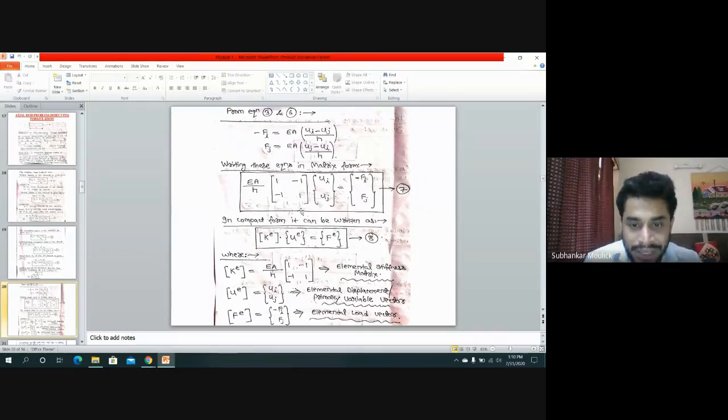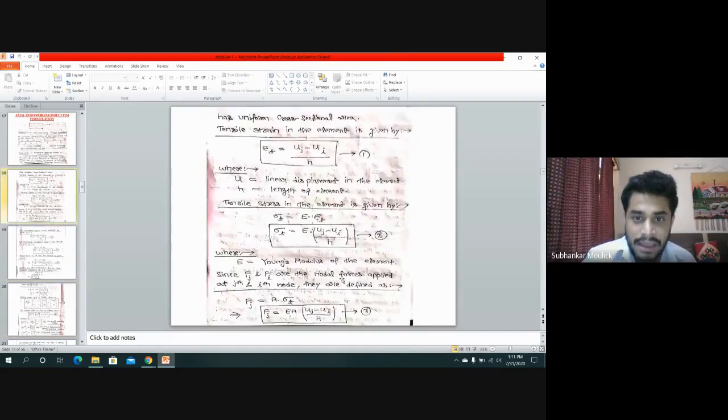Now what I am doing is that I am writing this part. Which part? EA by H matrix 1 minus 1 minus 1 1 by a term called KE, and this KE in FEM is known as the elemental stiffness matrix. This KE, that is EA by H, 1 minus 1 minus 1 1, is known as your elemental stiffness matrix.